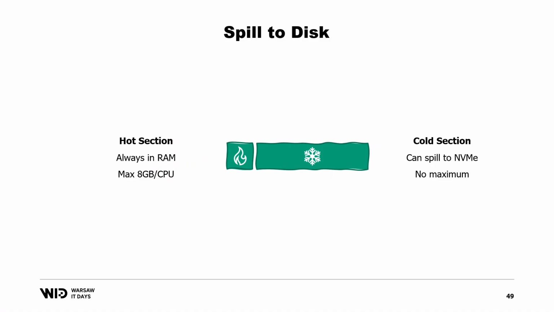Spill-to-disk techniques will cut the dataset into two sections. The hot section is assumed to always be in memory, and so it is always safe in terms of performance to access it with random access patterns. It will of course have a maximum budget, maybe something like 8 GB per CPU on a typical cloud machine.